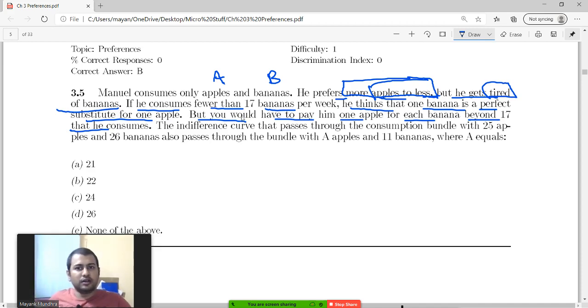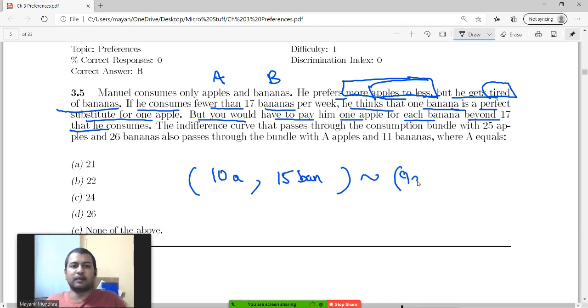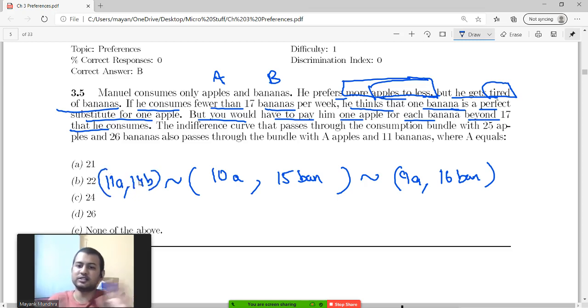Okay, if he consumes fewer than 17 bananas per week, he thinks that one banana is a perfect substitute for one apple. Okay, so till 17 bananas, let's say he is consuming 15 bananas and 10 apples. So you could as well put him on 9 apples and 16 bananas. You give him one banana, you take one apple from him, so that's okay. You can as well do a trade like 11 apples and 14 bananas with him, because right now he's considering apples and bananas as perfect substitutes.